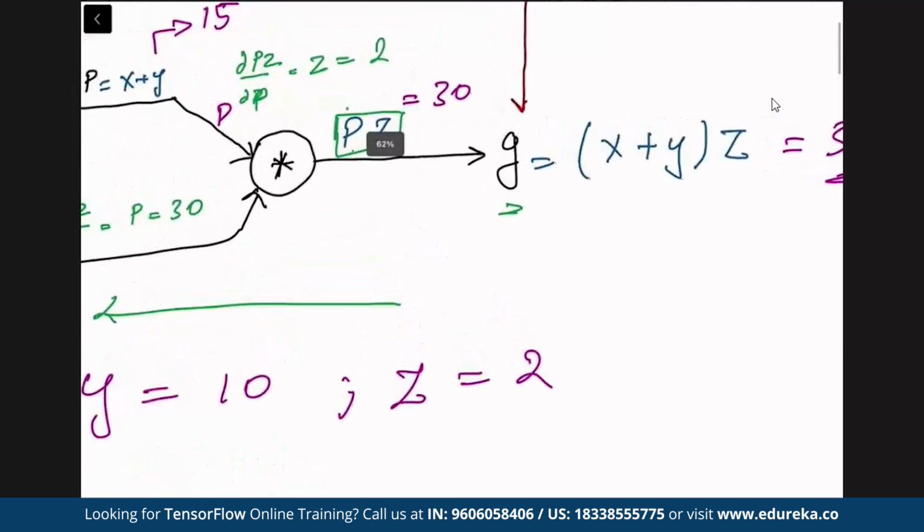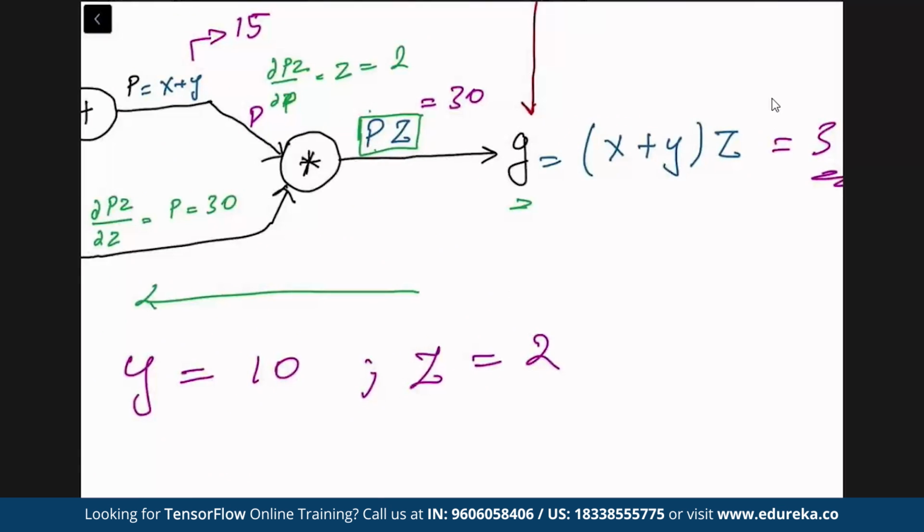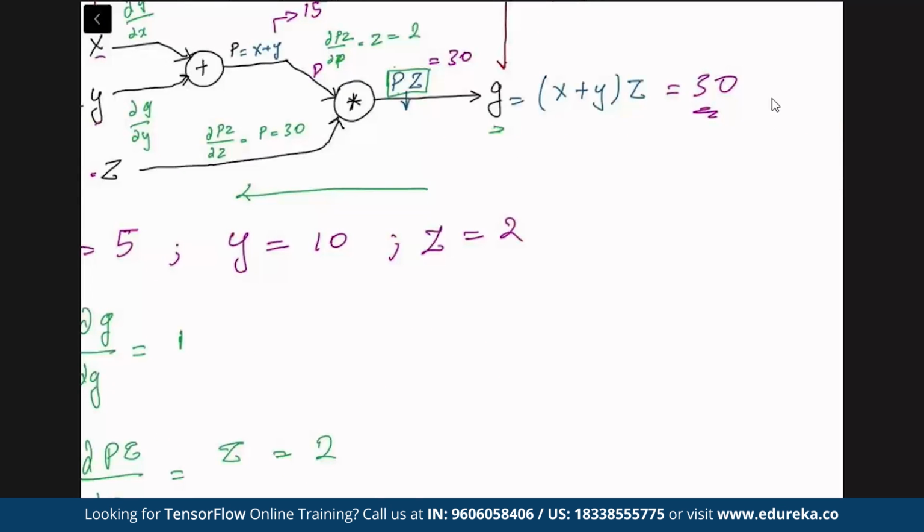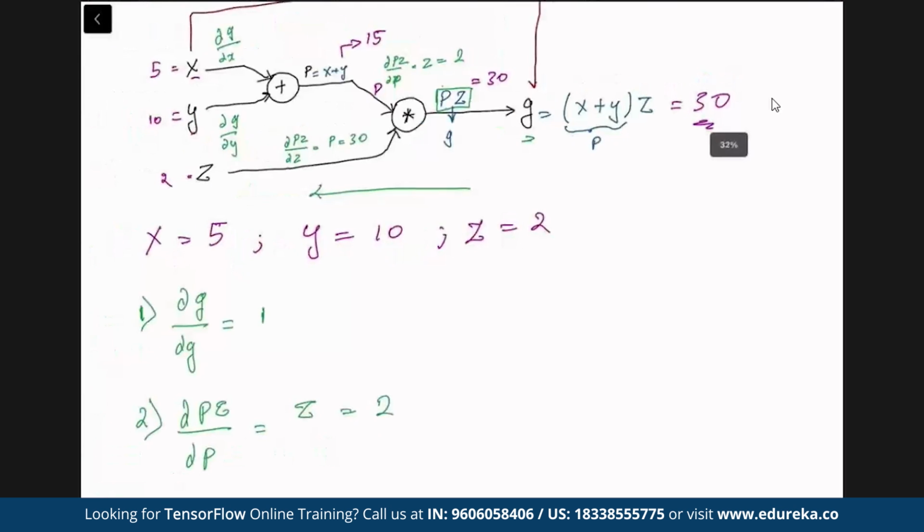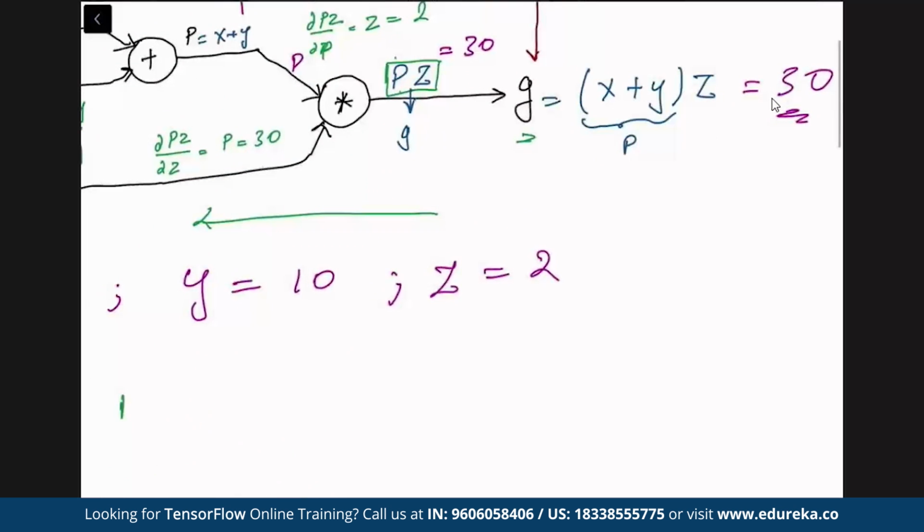Well, if you look close, this pz over here is nothing but g, because after computation, we are getting this. And p here refers to x comma y. So this is pz.